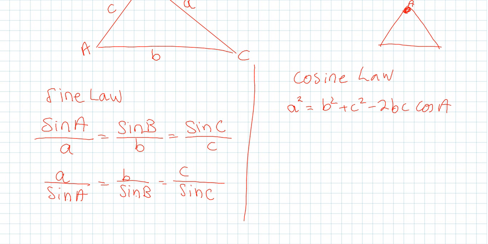The other option to use cosine law is when I know all three sides and I'm looking for an angle. So if they give you all three sides and they ask you to solve for an angle, then you can use the other version of cosine law, which is this. Again, we're going to go into details of when to use what.